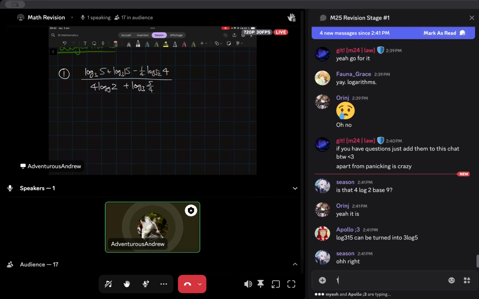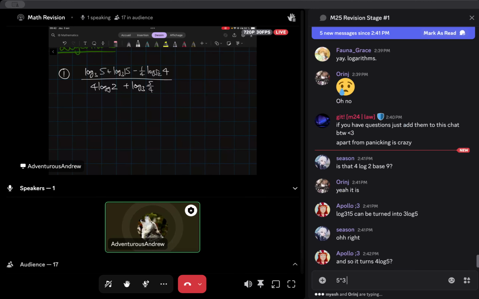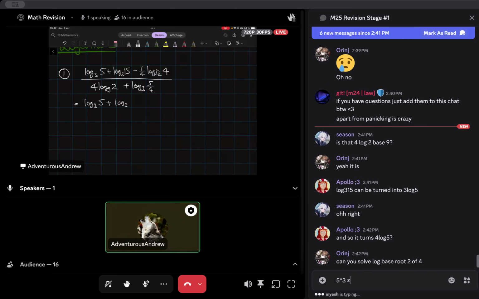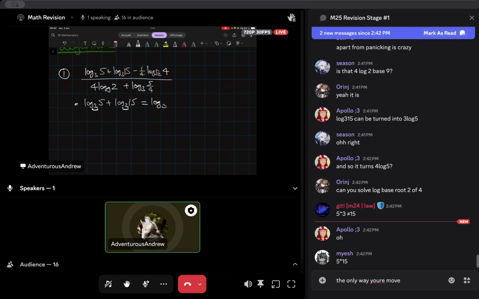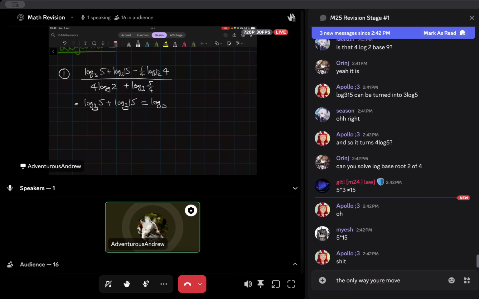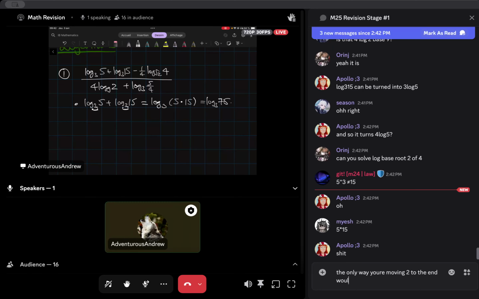So let's start off with the constituents, with the parts. Log base 3 of 5 plus log base 3 of 15. We are adding 2 logarithms with the same base. So we are allowed to do that. That would give us log base 3 of 5 times 15, or log base 3 of 75.